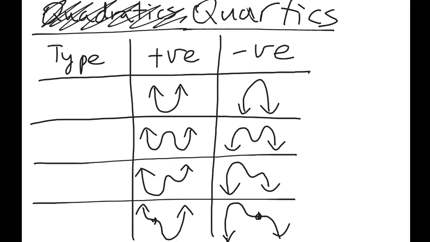So, for quartics, notice that the first one looks like a quadratic. This appears when we have y equals to something like a turning point form, except this time it's a power of 4 plus k. So this has a turning point at hk as per usual.